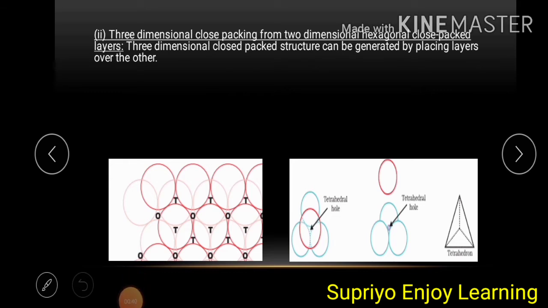Now we'll see the 3-dimensional close packing from 2-dimensional hexagonal close packed layers. This can be obtained from 3-dimensional close packed structure. 3-dimensional close packed structure can be generated by placing a 2-dimensional hexagonal close packed structure over the other.